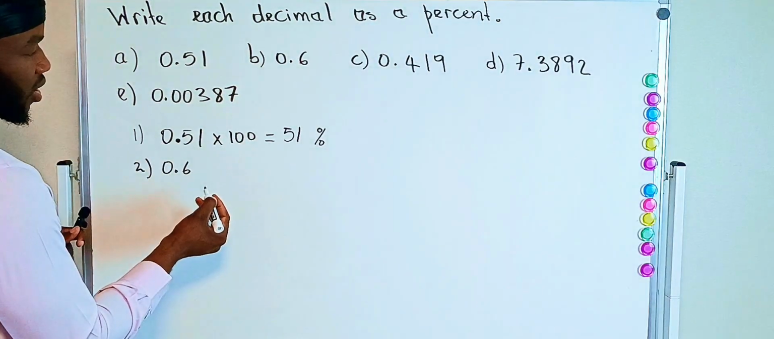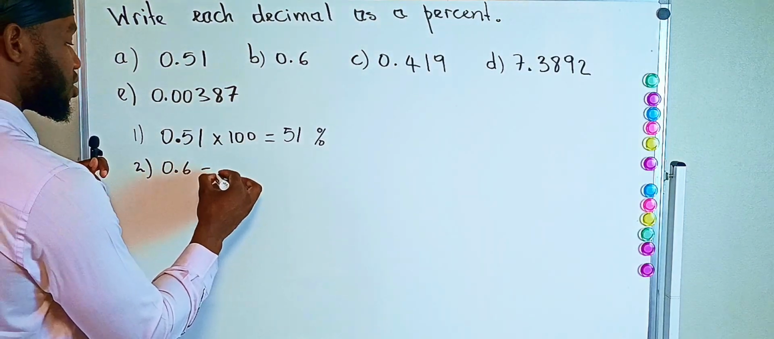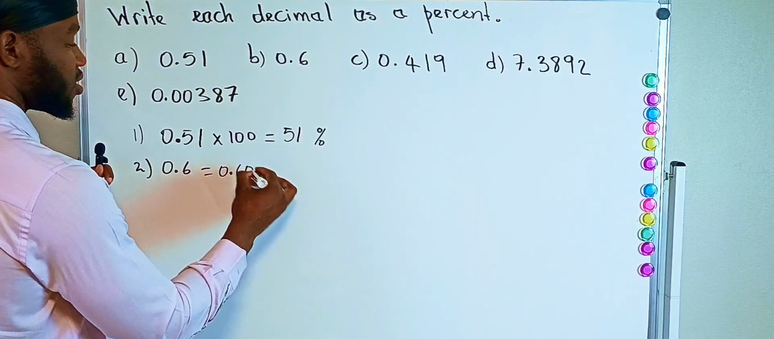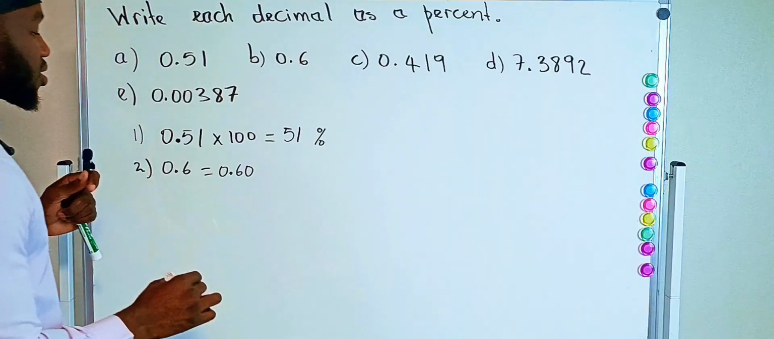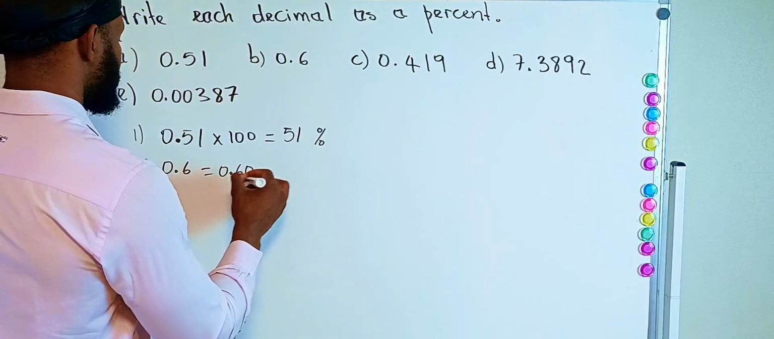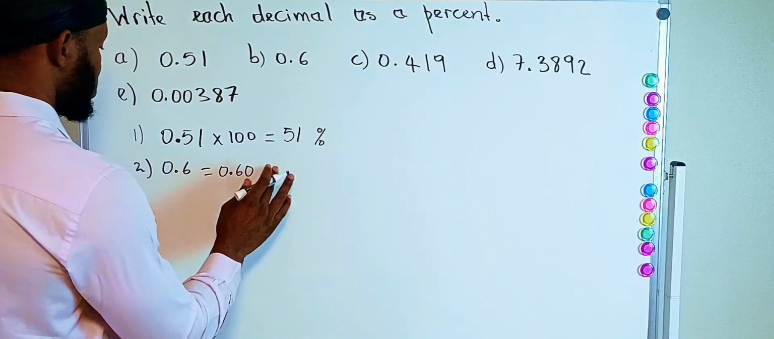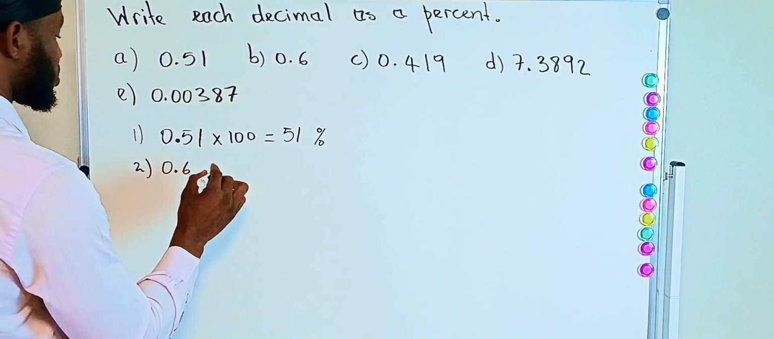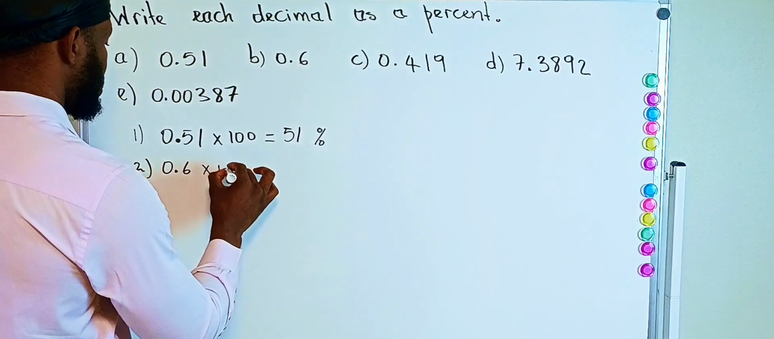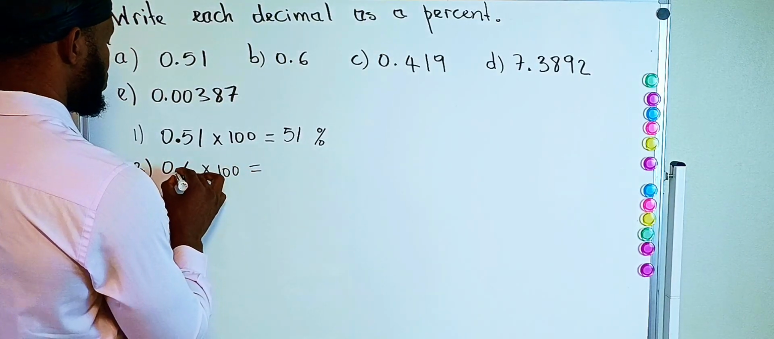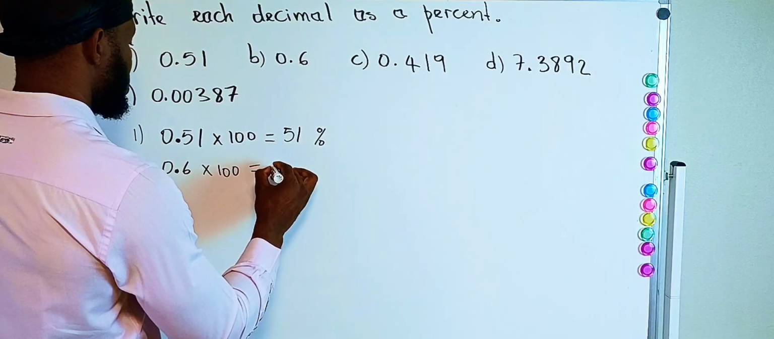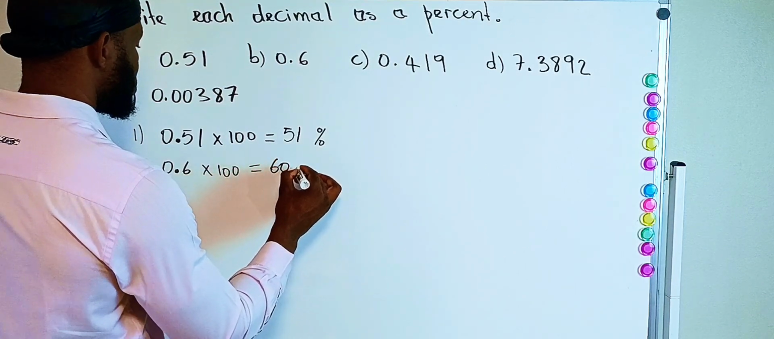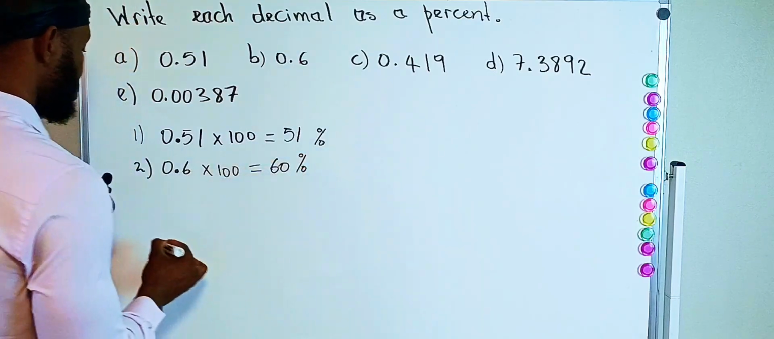So let's go for the second one. 0.6. Okay, don't forget 0.6 equals 0.60. You can put as many zeros as you want. It'll be the same value. So 0.60 multiplied by 100, you just move the decimal point 2 times to the right. That's gonna be 60, and you add the percent symbol.